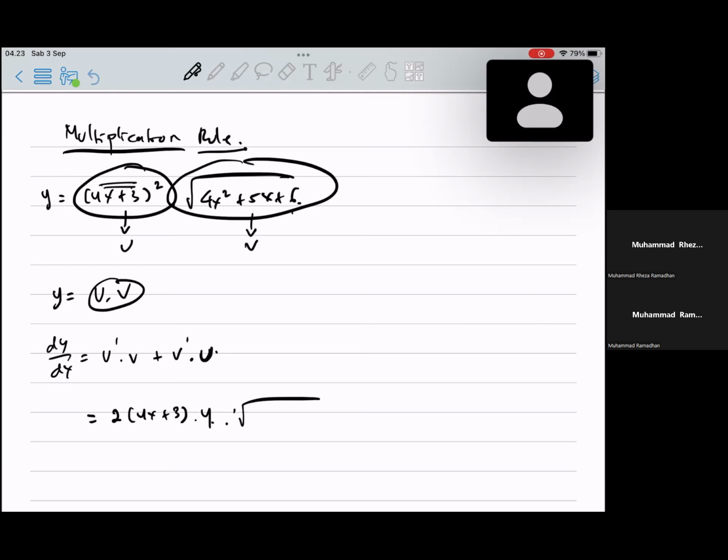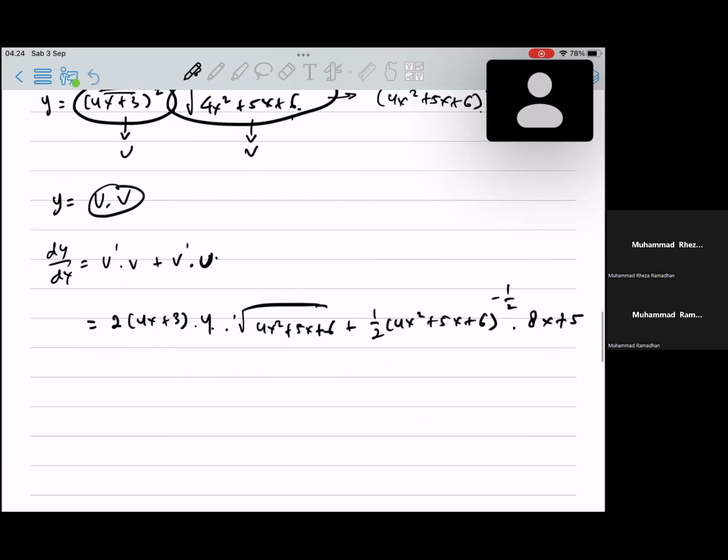So root 4x squared plus 5x plus 6 first, and then v prime is done the same way. The first derivative is half (4x squared plus 5x plus 6) to the power of minus half, and multiplied by 8x plus 5, something like that.